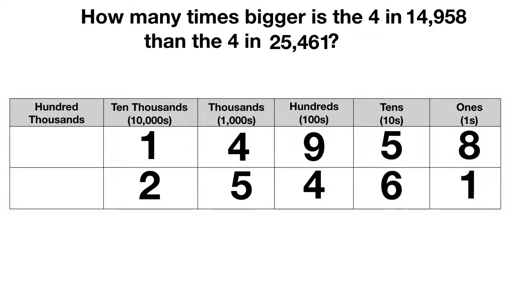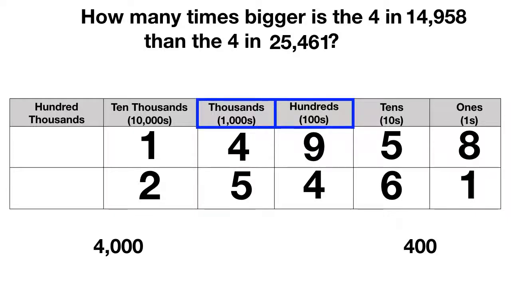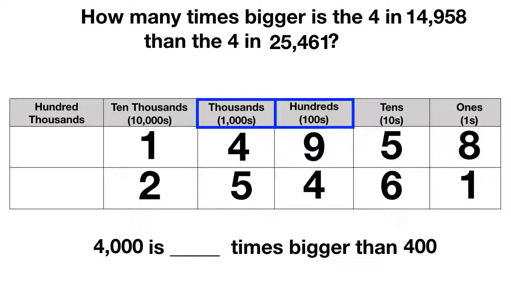Now we're looking at our 4s, and we can see at our first number, the 4 is in the thousands place. And in our second number, the 4 is in the hundreds place. Well, we know 4 thousands has a value of 4,000, and 4 hundreds has a value of 400. What we want to know is 4,000 is how many times bigger than 400.